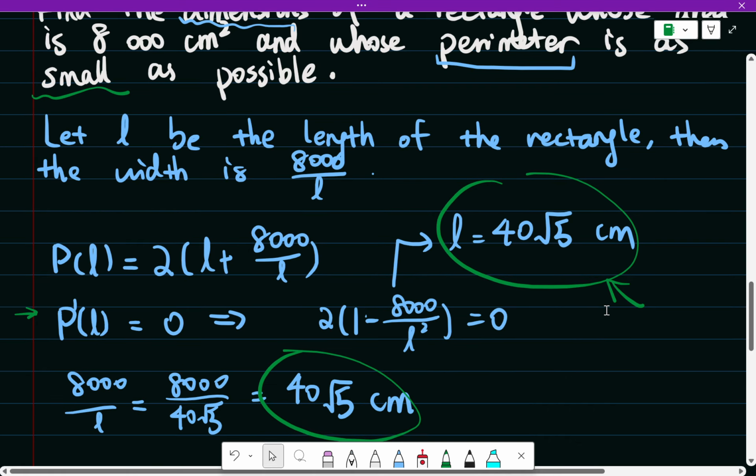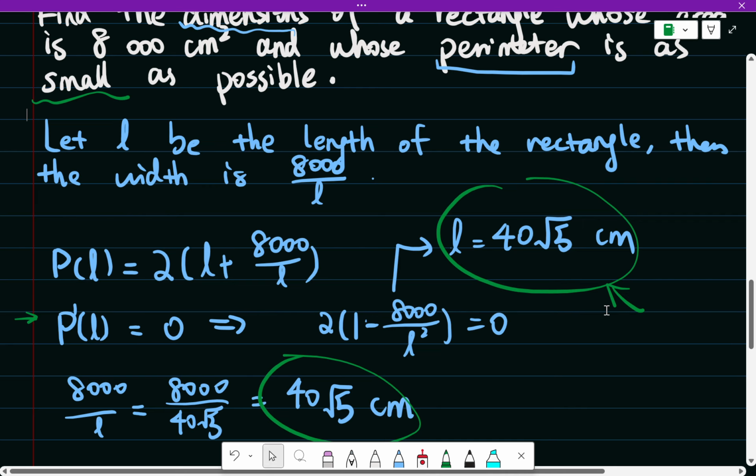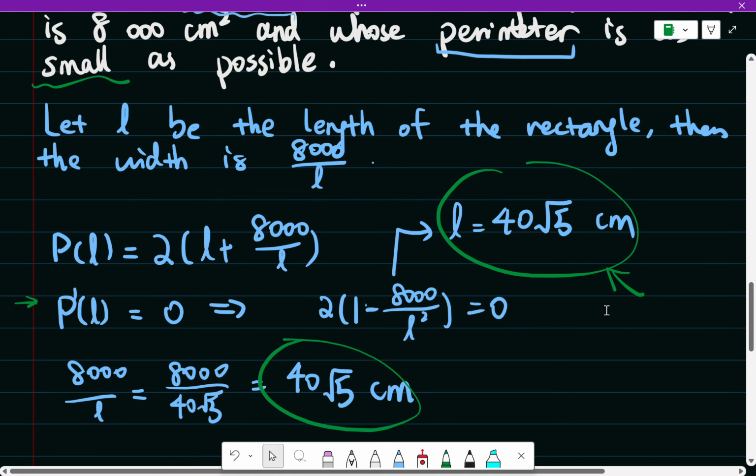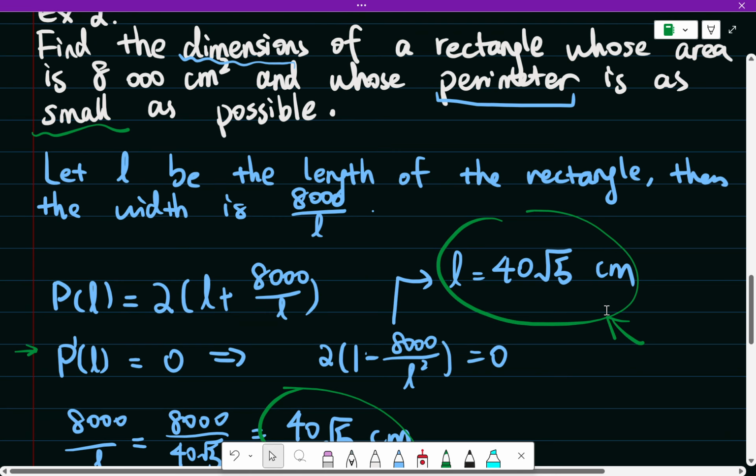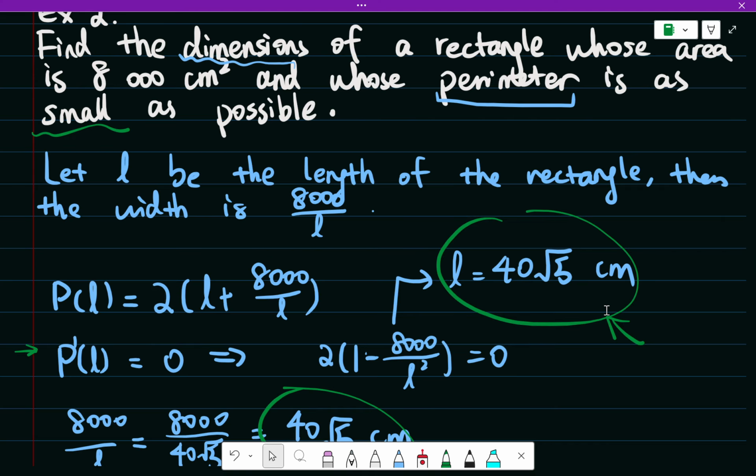So these are the two very typical examples, and you can see that our general strategy for optimization questions follows through very nicely and smoothly.